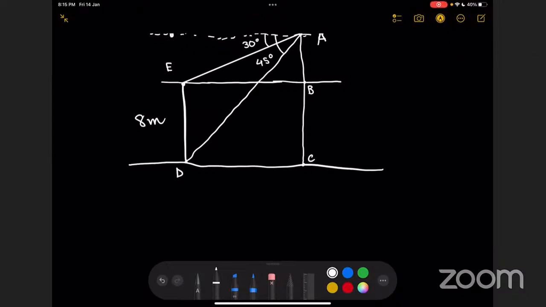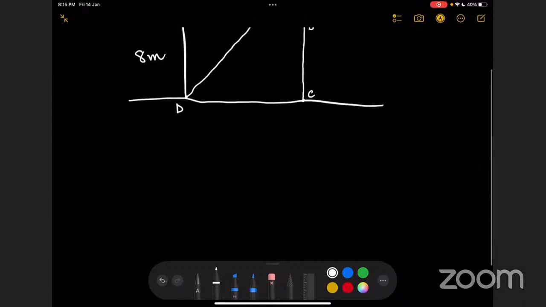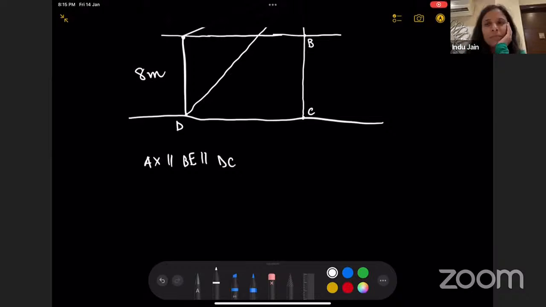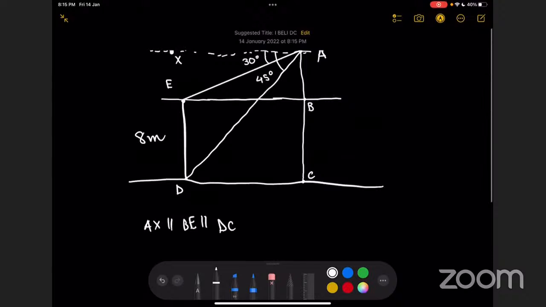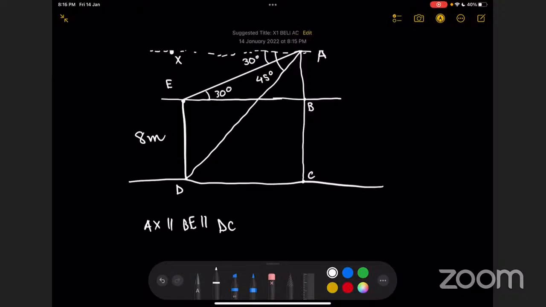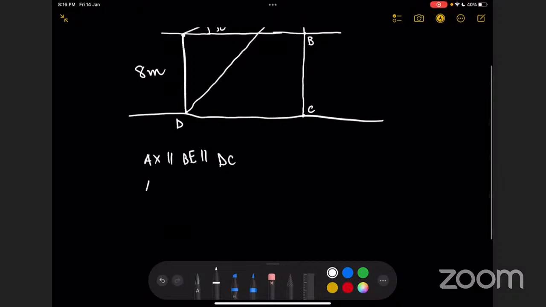I'm gonna write X here. So AX is parallel to BE, which is also parallel to DC. Can I write that like as 3 in a row? Yes, you can. All right, which means that A is the transversal. Therefore, this angle is also 30 degrees. Very good. So AEB equals 30 degrees.